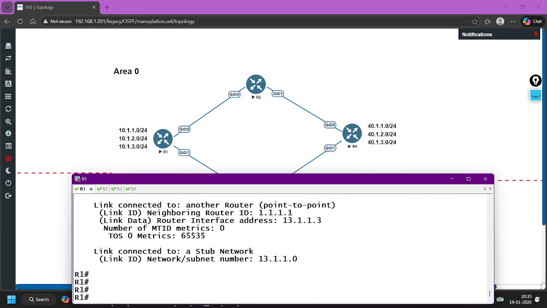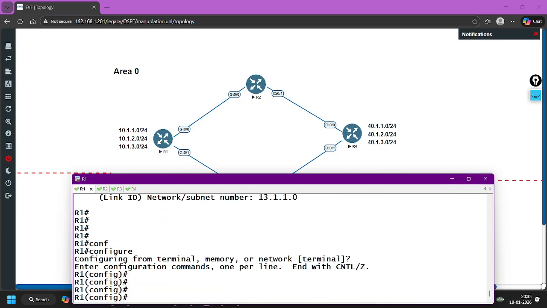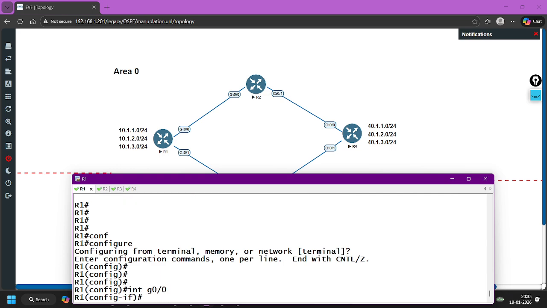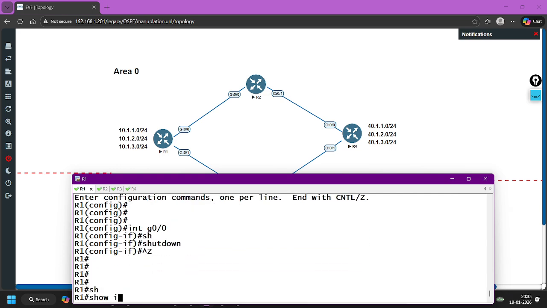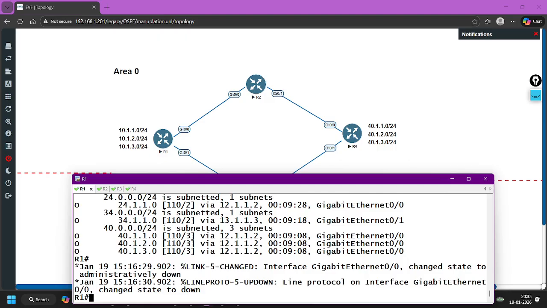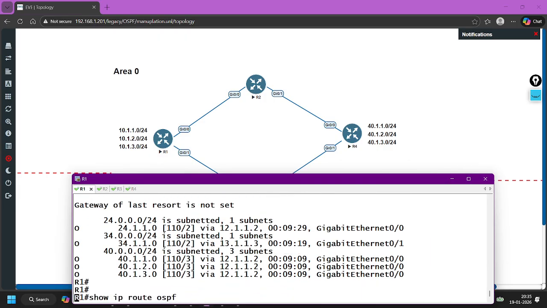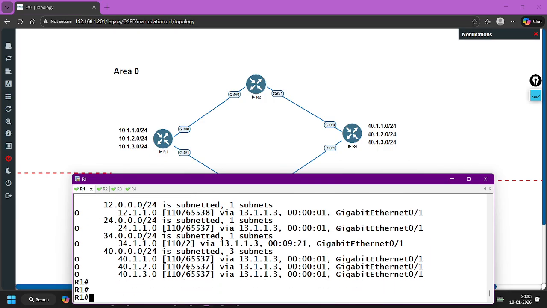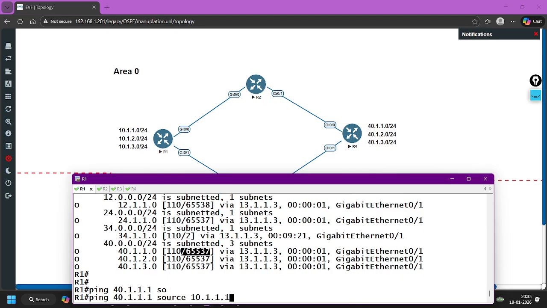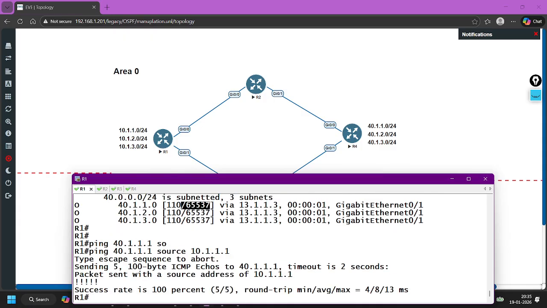Now on R1, if I am going to bring down this interface, the primary path, interface G0/0 shutdown, and show ip route ospf. Now you can see here is the metric. What is the metric to reach the destination? You can still reach the destination with this metric. I can still forward traffic to the 40 subnet, 40.1.1.1 from source 10.1.1.1. Ping is still working, and we have manipulated the path as well.